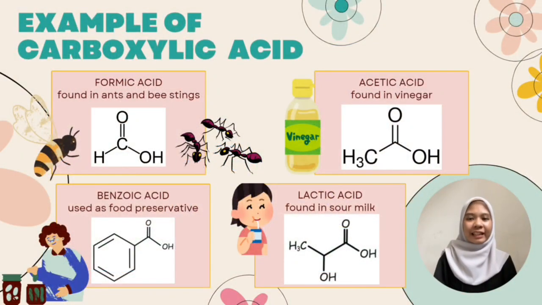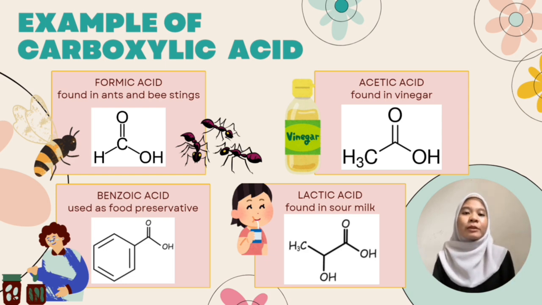An example of a carboxylic acid in a structure we have is formic acid. It was first isolated from ants. It's a very simple carboxylic acid. Its primary role in nature is as a defensive compound. When you get stung by an ant or a bee, the burning sensation you feel is partly due to the formic acid injected. Next is acetic acid. It's the main component that gives vinegar its characteristic sour taste and pungent smell.